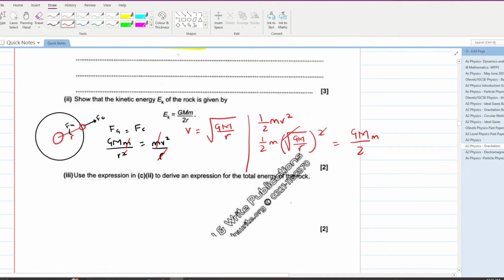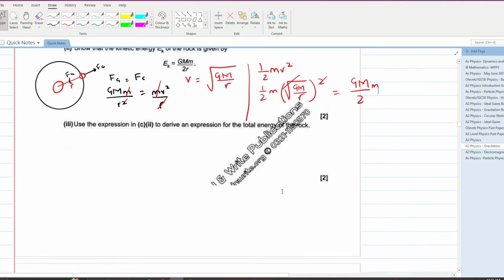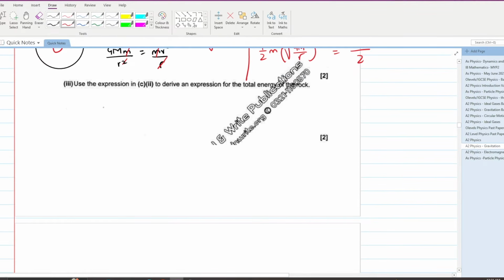Simple as that. Use this expression in C2 to derive an expression for the total energy of the rock. Okay, what will the total energy of the rock be equal to? Total energy of the rock will be equal to gravitational potential energy plus kinetic energy. Do I know the formula for gravitational potential energy? Yes, I know it. Minus capital G capital M divided by R, plus what is the formula for kinetic energy?